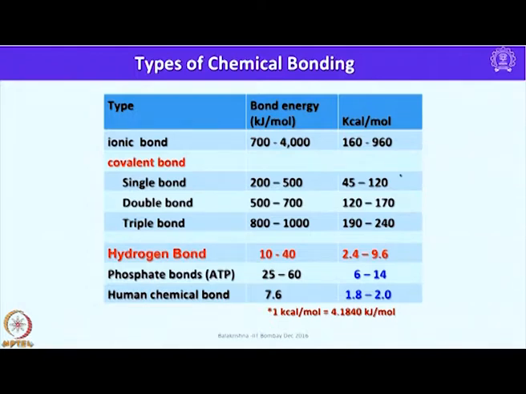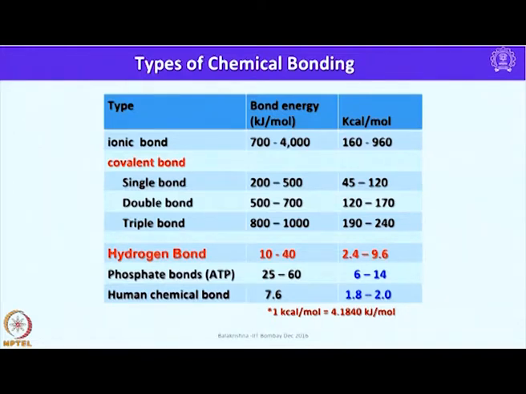You can also convert that into kilocalories per mole. Essentially 1 kilocalorie per mole is equal to 4.184 kilojoules per mole. I repeat again, 1 kilocalorie per mole is equal to 4.184 kilojoules per mole, so you can always use that for conversion. Single bonds have energy anywhere between 200 to 500 kilojoules per mole, whereas double bonds have between 500 to 700, and triple bonds have energy between 800 to 1000 kilojoules per mole.